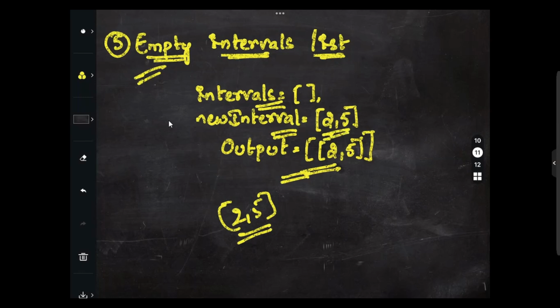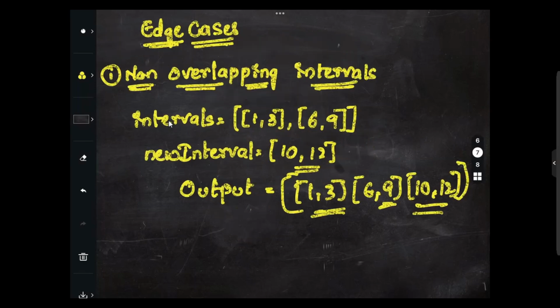Because we have the new interval 2 comma 5 and the intervals list is empty, we don't have anything else, so we will add this one to the result array, right? This will be 2 comma 5. These are the 5 edge cases that we need to consider here. I hope all the edge cases are clear.